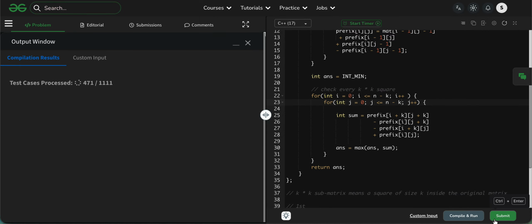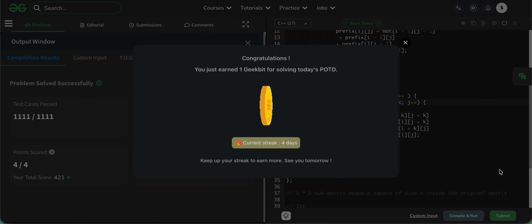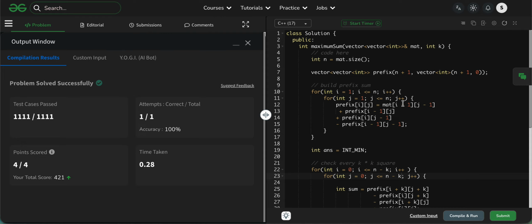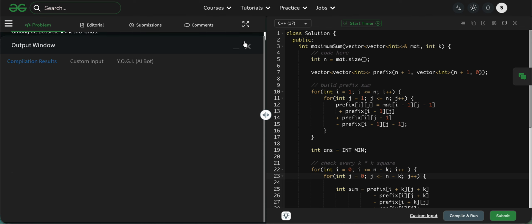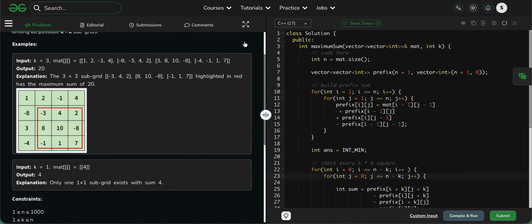So if you analyze, the time complexity is order of n square, and space is also order of n square, right? So I hope you will understand this problem. So thank you so much, guys.